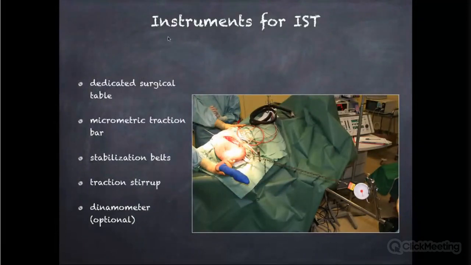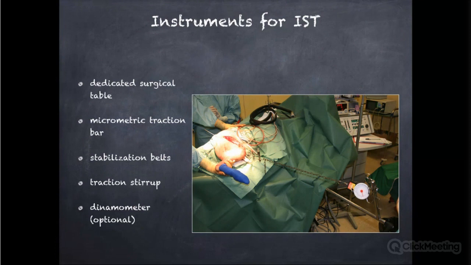So we already talked about this technique. It is intraoperative skeletal traction. Okay, what do we need? Dedicated means a surgical table, which is not a specific table, but one that is predisposed for the fitting of the accessories that we need during the procedure.